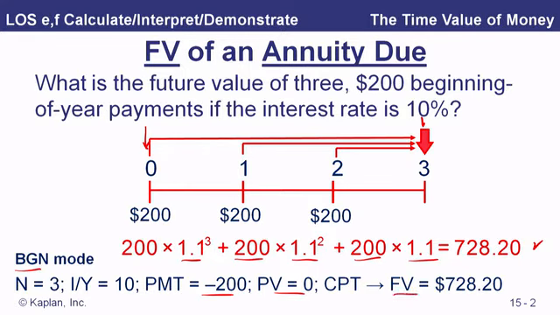We can compute the future value. Interest rate's 10, n equals 3. We're in begin mode, so that puts the payments right there.